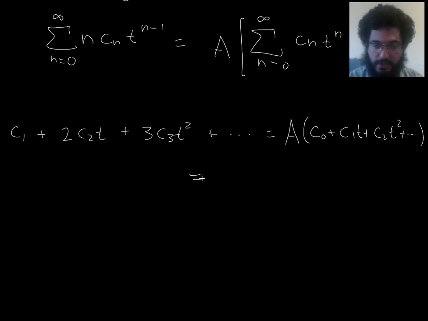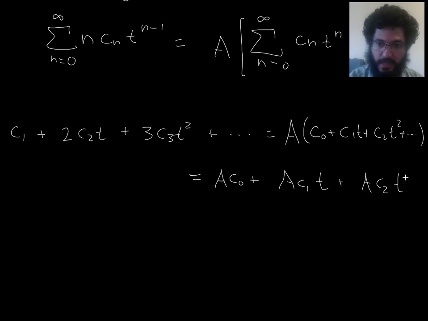So let me write down the coefficients on the right side. Let me distribute this a. Remember, the a is just a number here, not a vector, not a matrix. The a is just a number here. And I'm just distributing the a, is all here. So I've got the coefficient c1 here in front of t to the 0, and ac0 in front of t to the 0 here. And then I've got 2c2 in front of t, and ac1 in front of t here. And then 3c3 in front of t squared, and then ac2 here.